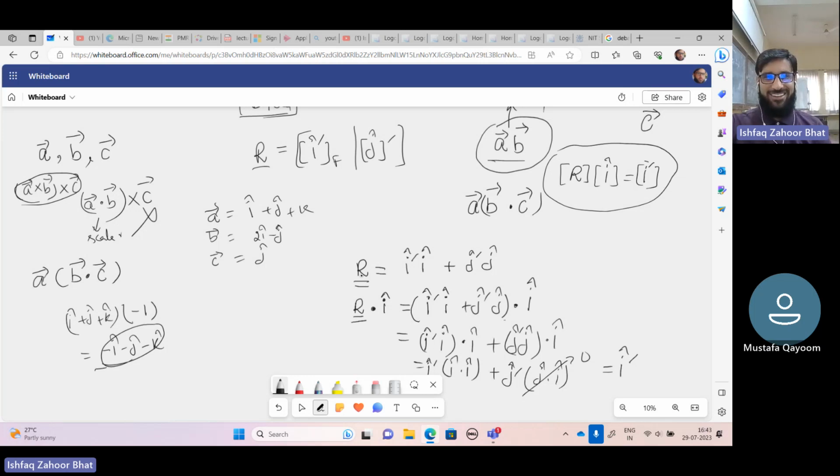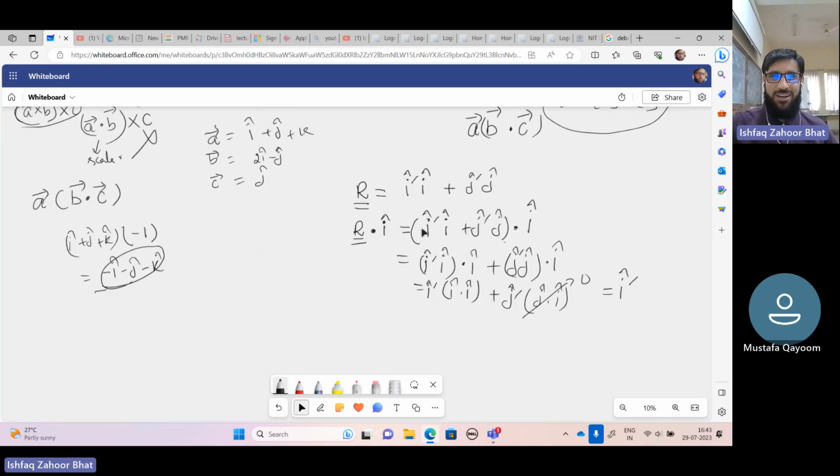I have defined the R dyad as this. So I was knowing that I have to define it like this. Why? In a few minutes you will get to know why I defined R like this. This is the dyad. This is not that R, there is a difference. So R I had defined is I dash I plus J dash J.